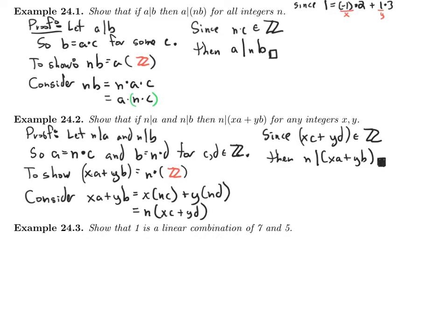All right, so let's look at this example. We want to show that 1 is a linear combination of 7 and 5, which means, what does this mean? There exist two integers, say x and y, where if I take 7 times x and add it to 5 times y, I get 1. So see if you can figure this out.